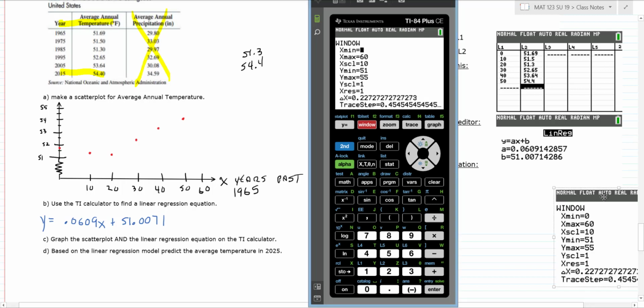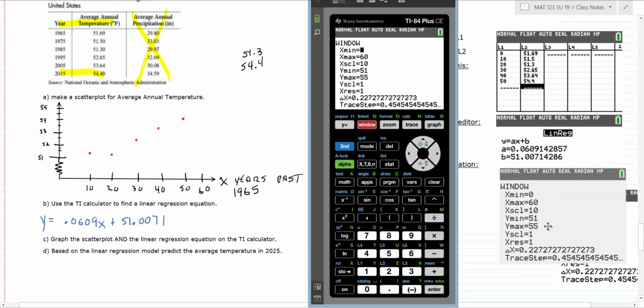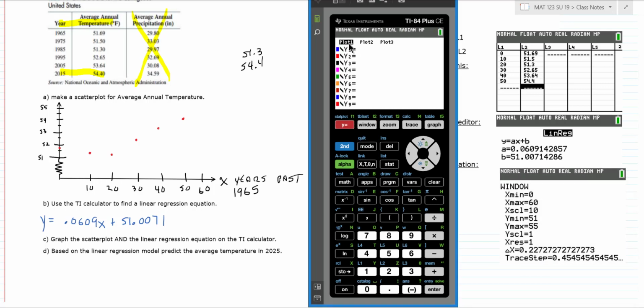All right, so again, you do the window. I can slide these things over so you can refer to them if you're studying this. So that's the window I did, and the key thing is you had to have that plotted. Now what we're going to do is put in this regression equation, so you want to press y equals and then put this in.